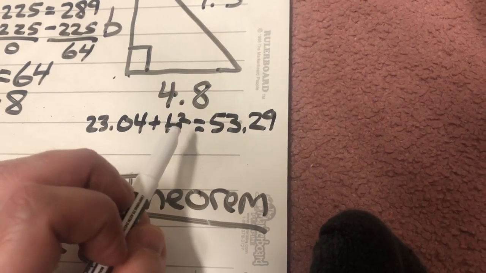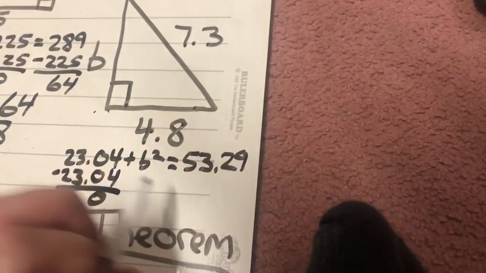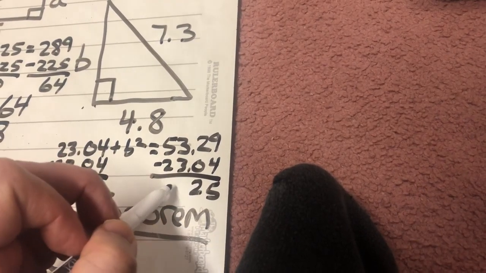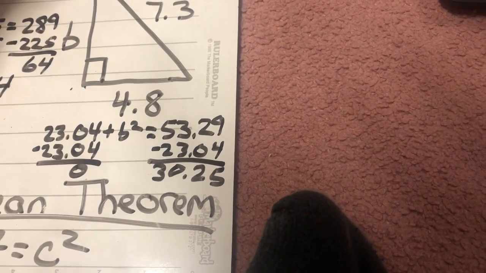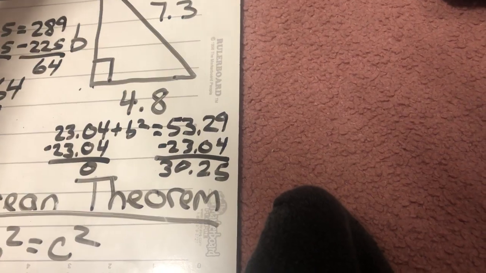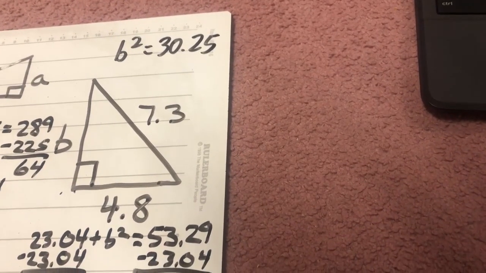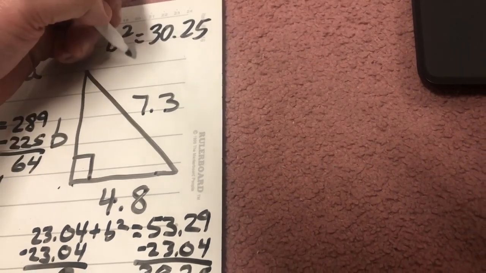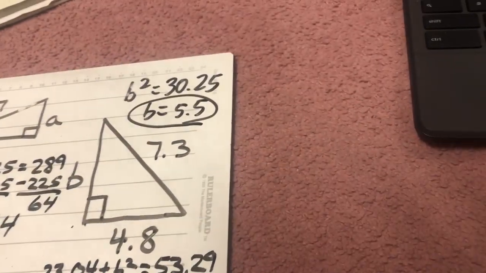So I need to get B squared by itself. How do I do that? Well, I'm going to subtract 23 and 4 hundredths from both sides. That's not hard. Essentially what I'm doing is 53.29 minus 23.04. 9 minus 4 is 5. 2 minus 0 is 2. Drop the decimal. 53 minus 23 is 30. And so I'm going to bring it up top. I'm going to see that b squared equals 30.25. All right? So now I've got to find the square root. So I'm going to plug in 30.25. I'm going to press my square root button, and amazingly enough, I get a nice clean answer of 5.5. And that's my final answer there.